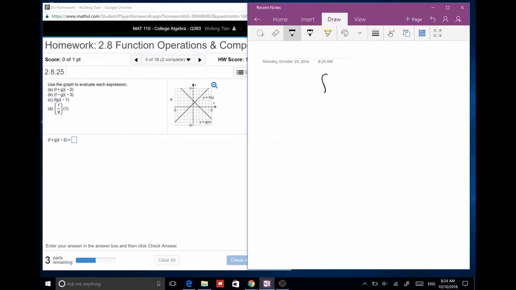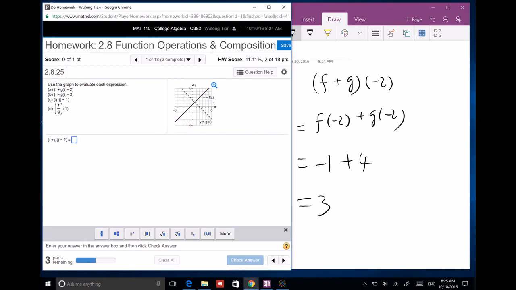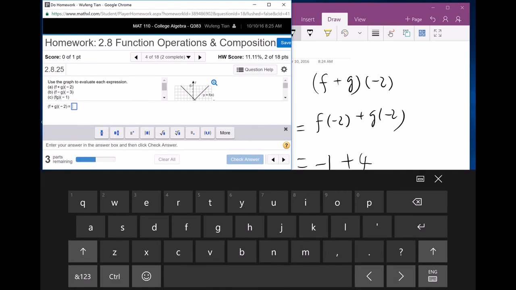First is (f plus g)(negative 2), which is basically f(negative 2) plus g(negative 2). What is f(negative 2) plus g(negative 2)? F(negative 2) goes to negative 1. G(negative 2) goes to 4. So negative 1 plus 4, the whole answer is 3.